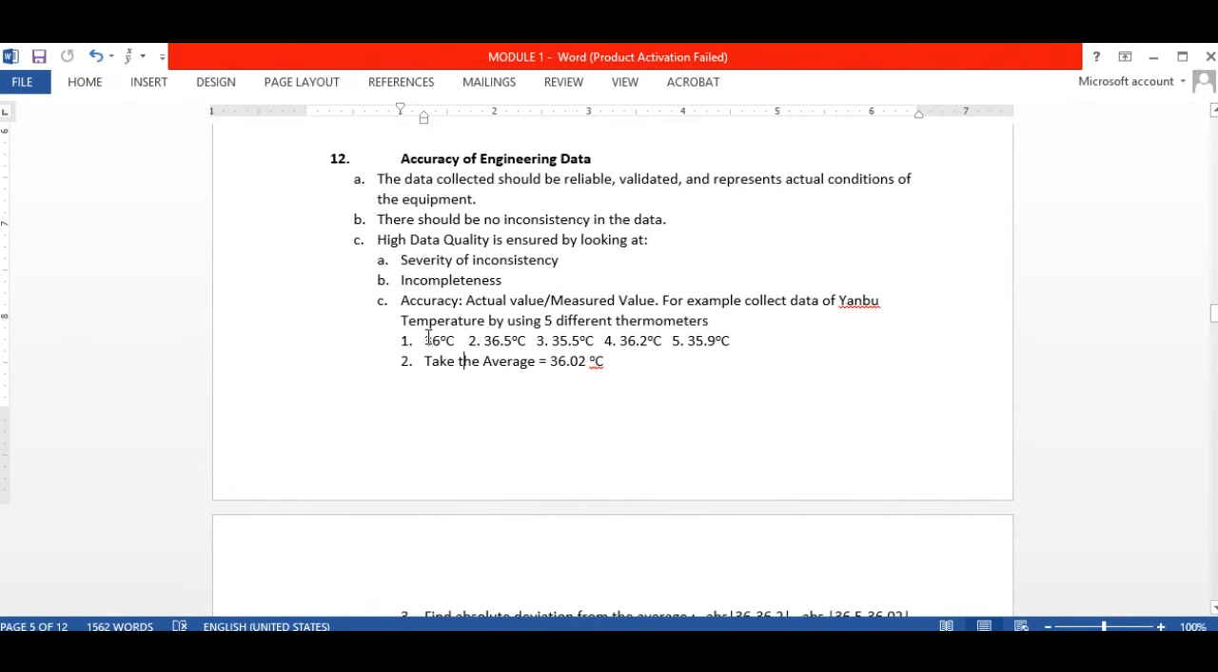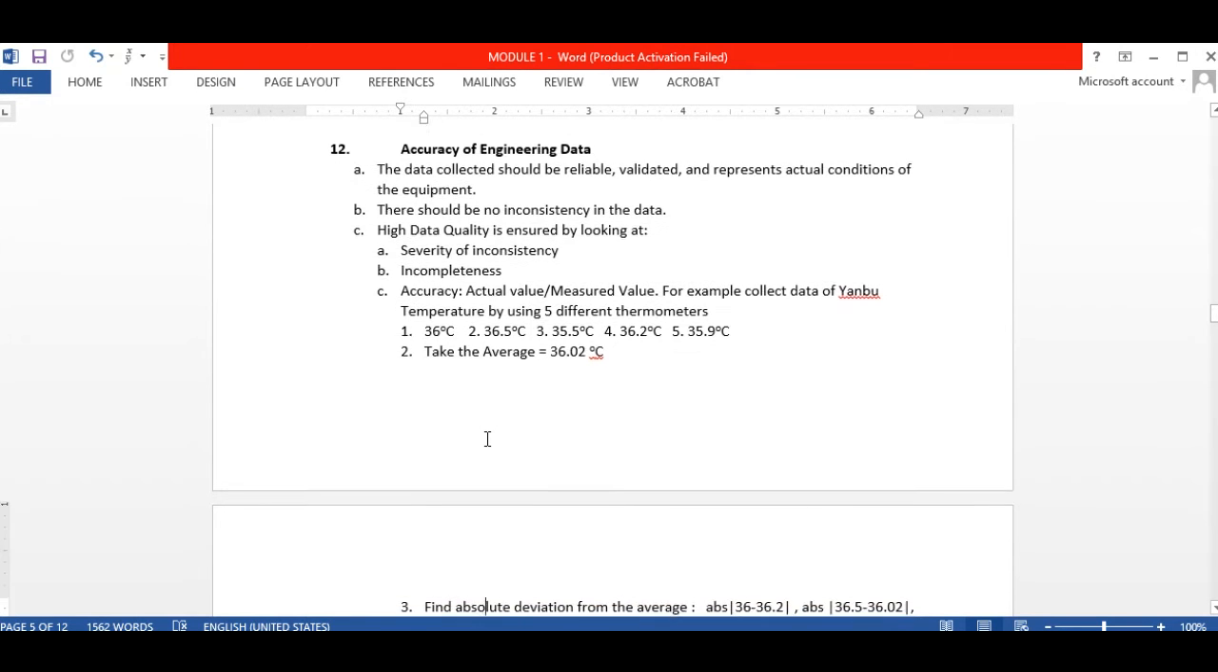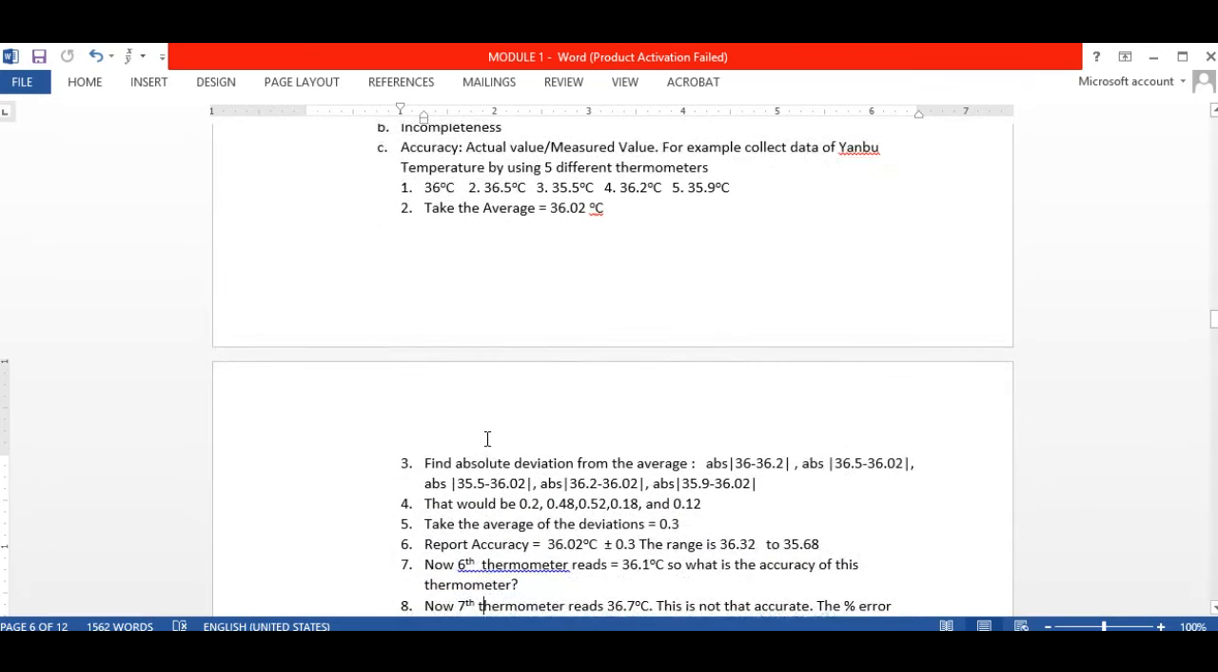Now we see how far this temperature is from the average value: 0.02. How far this temperature is from the average value: 0.48. This also 1.48, like this. So we see the deviation, the difference. So we take the deviation from the average value and the real value. The difference between the real value and the average value is called deviation. Okay. So here we can take this as 0.2.